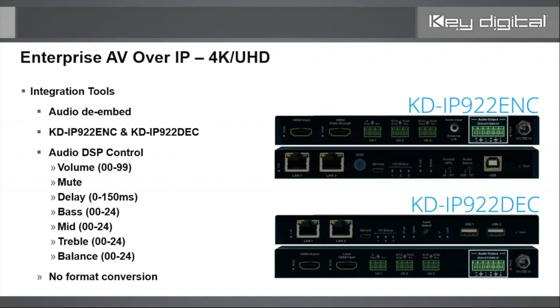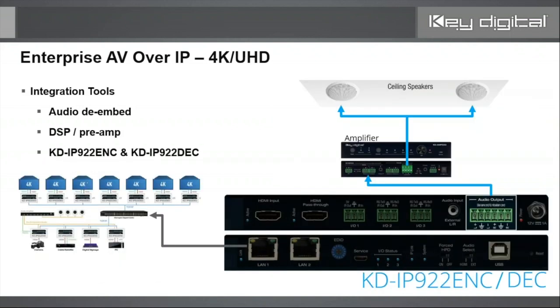And with our audio de-embed of our AV over IP products, you have built-in DSP or preamp features: volume, muting, delay to help you compensate for your lip sync and adjustments in large systems, 3-band EQ, and balance. And if you need the breakout at the decoder side, you can use it with our KD Amp 220 and put the amplifier in each room. So this is a very popular option, and then you could control the volume either on the decoder or at the amplifier.